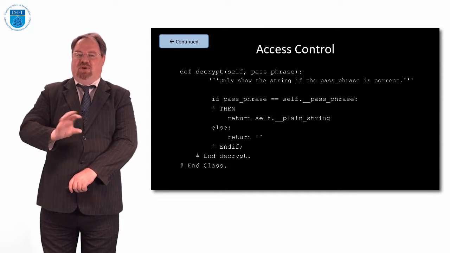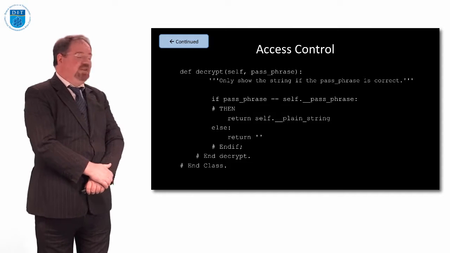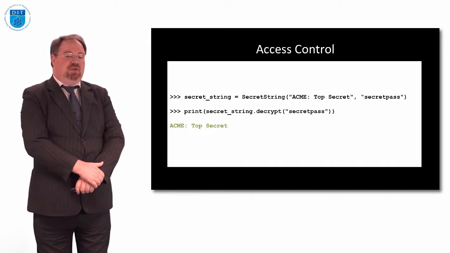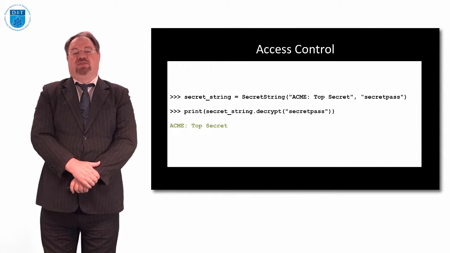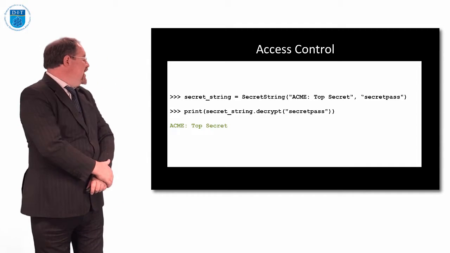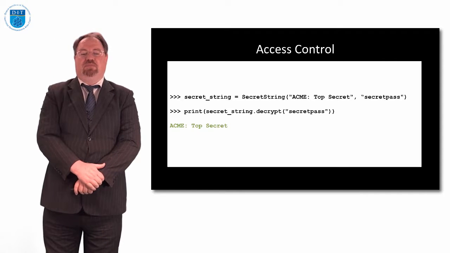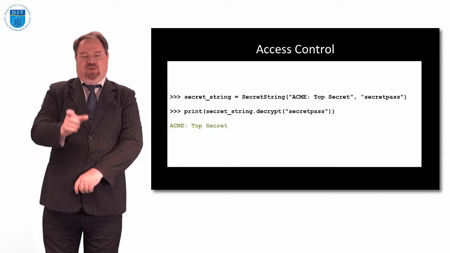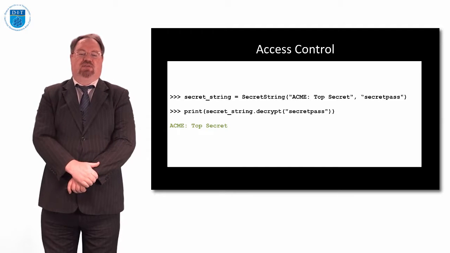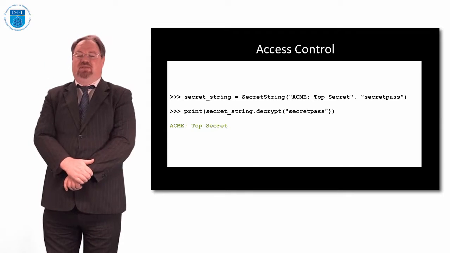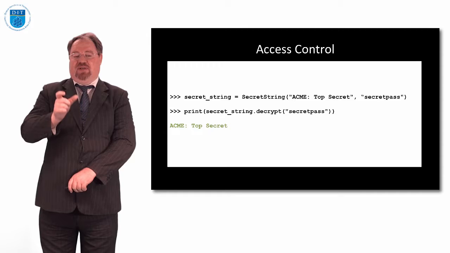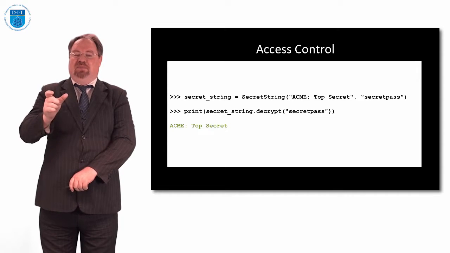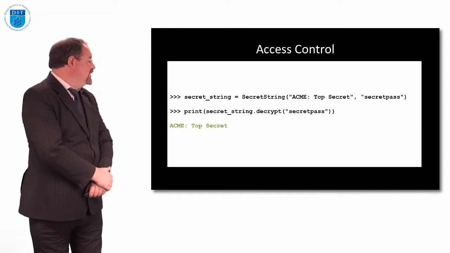So does this make it private? Not really. Let's look at the running of this. If we run it and we set secret string, we set the plain string to be Acme top secret and the secret passphrase to be secret pass, and then we call the method decrypt, passing in the password secret pass, then it will print out our secret message, and our secret message is Acme top secret. Okay, so does that mean the only way we can get the phrase Acme top secret is by passing in the phrase secret pass? Well, not really.